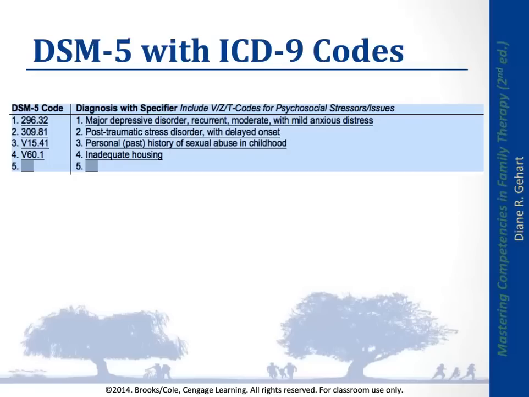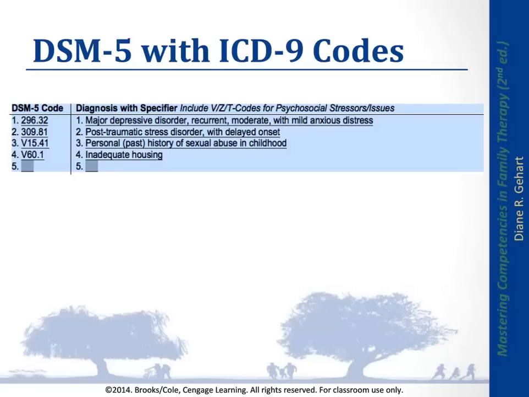So the second diagnosis is a PTSD. So you have the PTSD code. Then it's written out, post-traumatic stress disorder, and then you have a specifier with delayed onset. The next 2 codes are V and Z codes, or V codes. We'll get to the Z codes in a moment.